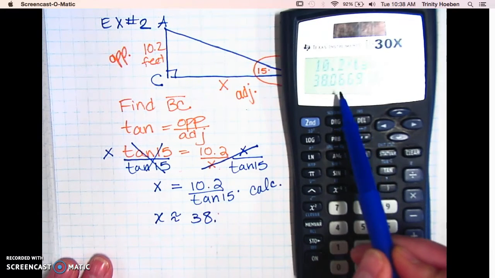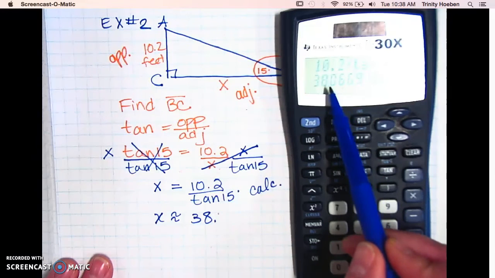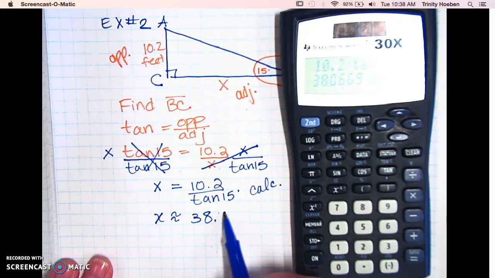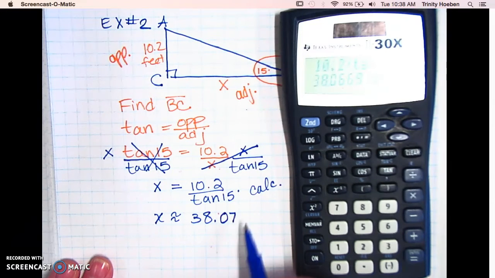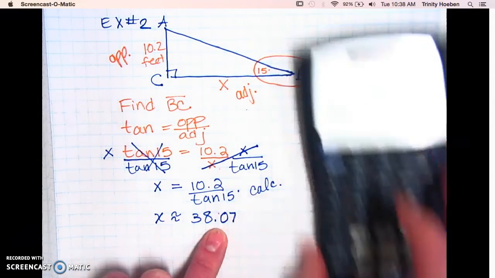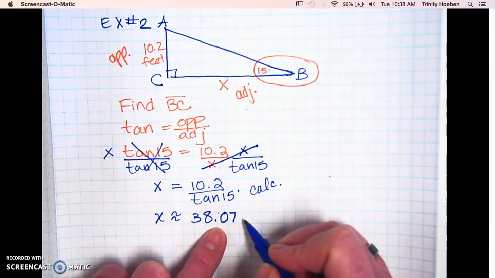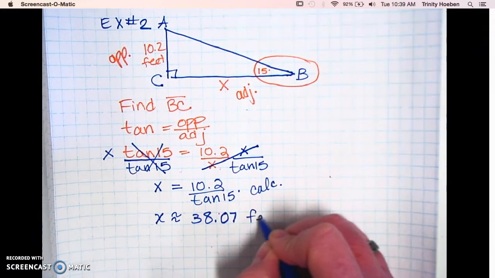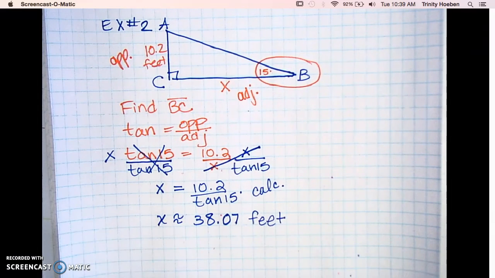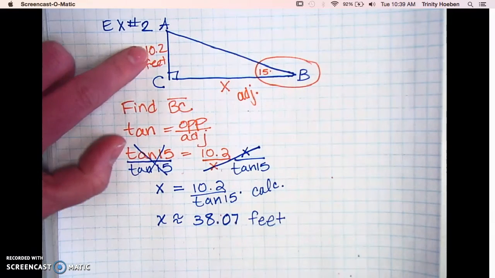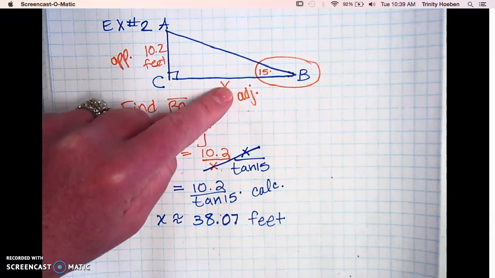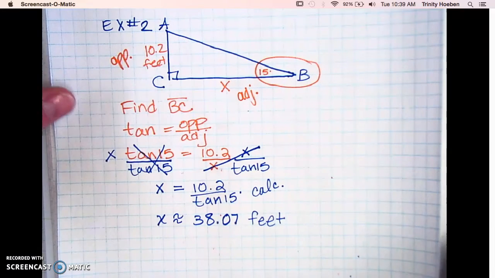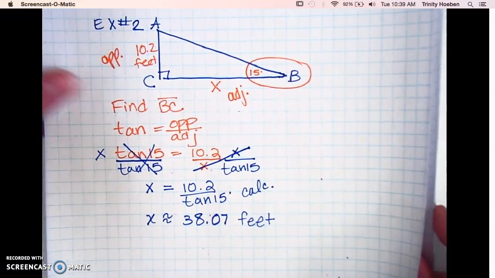And then after the decimal, I have 0, 6. But next to that 6, I have another 6, which means I need to round up to 7. So I have that side of the triangle is approximately 38.07, and this one was measured in feet. Okay, so if this side over here is 10.2, would it make sense that this side over here is 38.07 feet? Yeah, that seems about right.